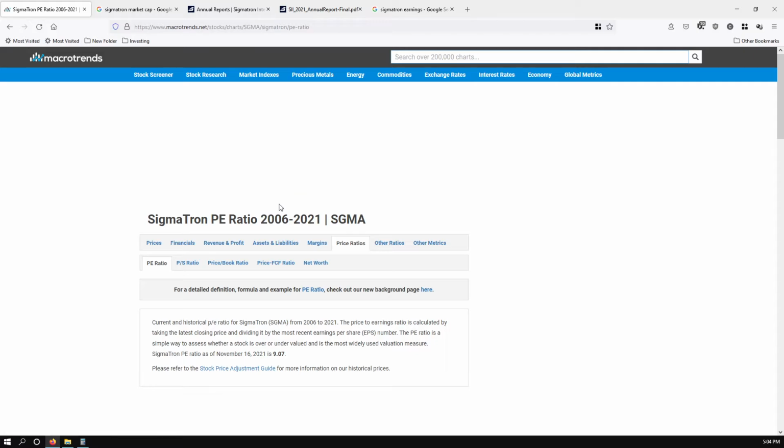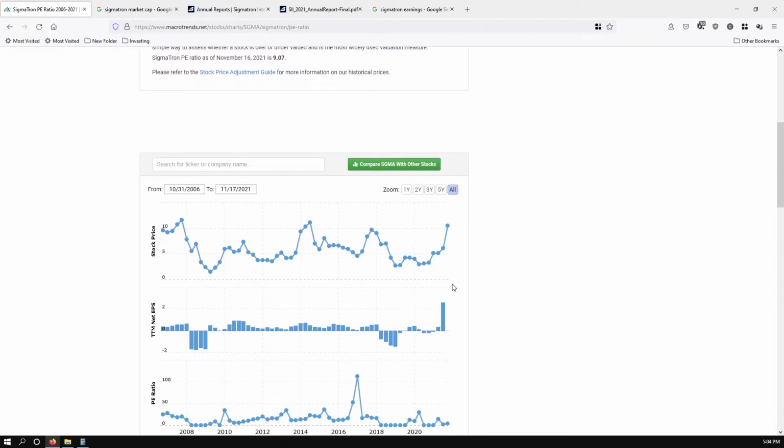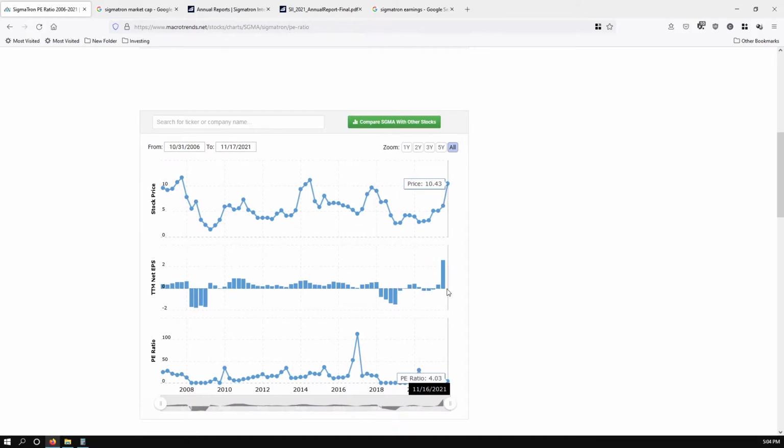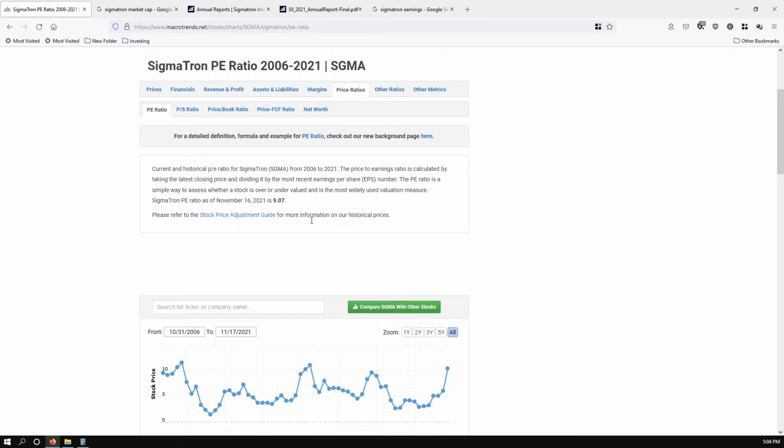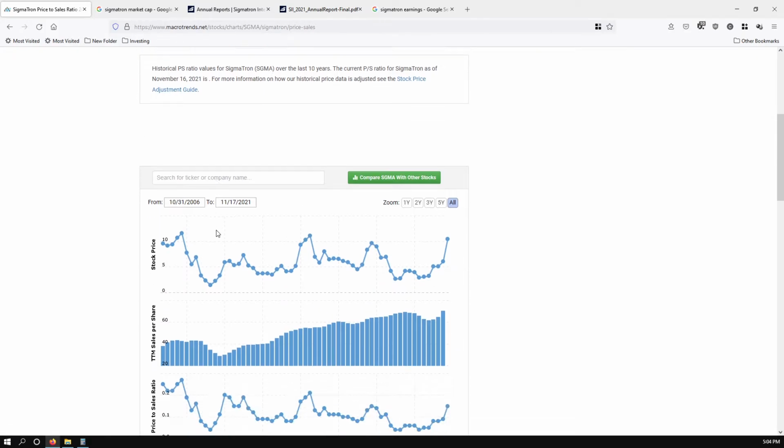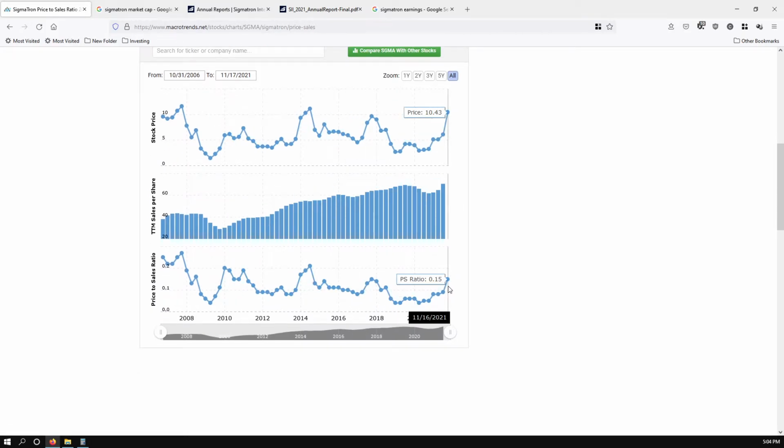Let me go to the price ratios. PE ratio says right now that the PE ratio is 4. Looks like 4. And the price to sales ratio currently is 0.15. And I've said in prior videos that a PS ratio of 1 is desirable. Anything below that is considered undervalued, and anything above that is considered overvalued.